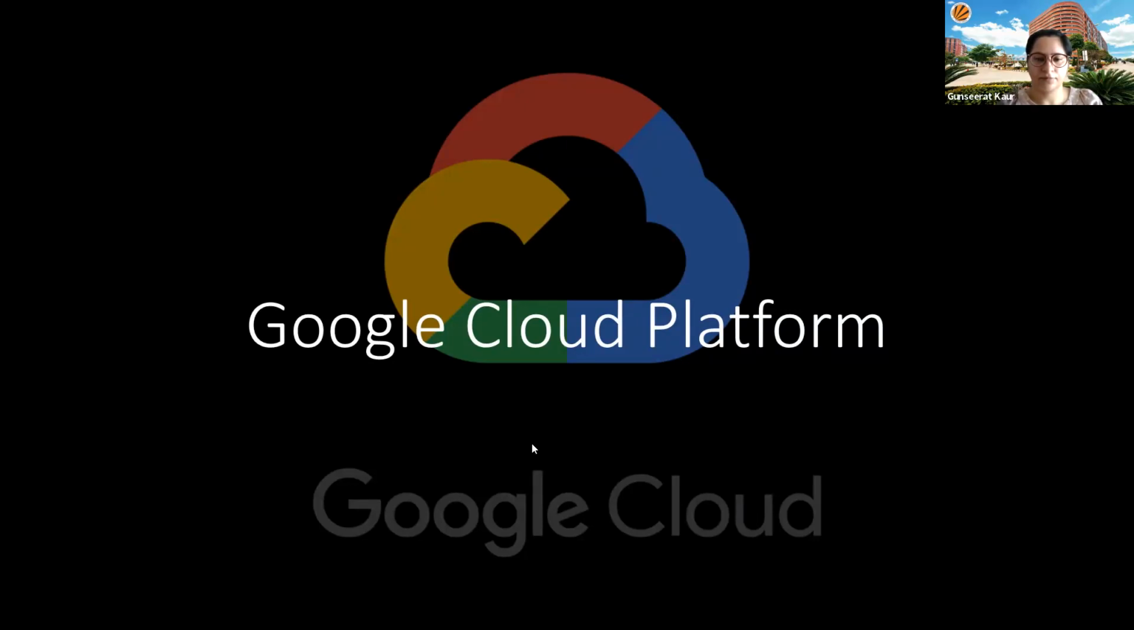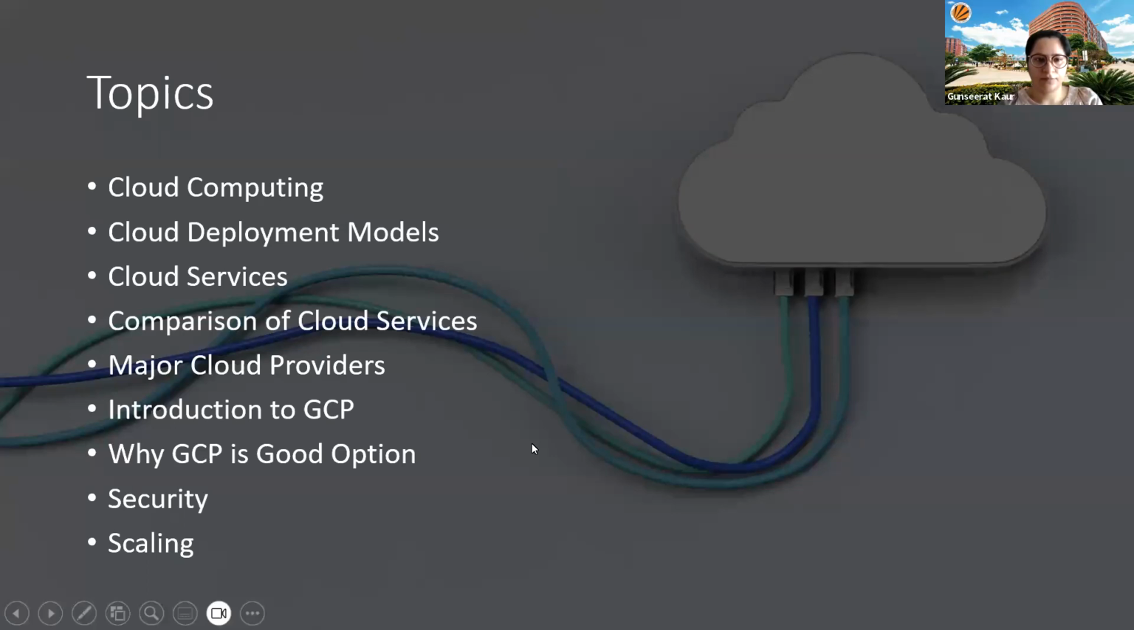So today's agenda: we're going to talk about what cloud computing is all about, what the cloud deployment models are, and what the different types of services we have in the cloud, like IaaS, PaaS, and SaaS, and how you compare these different types of cloud services along with the on-premise implementation. We're going to look into the major cloud providers in this market, like AWS, GCP, Azure. Each one has its own importance.